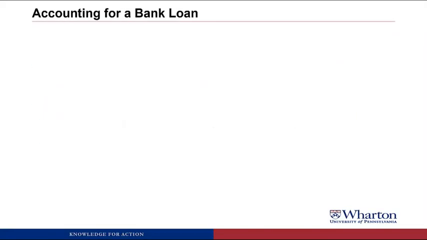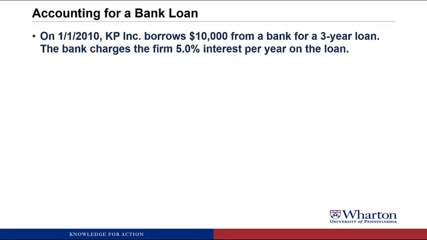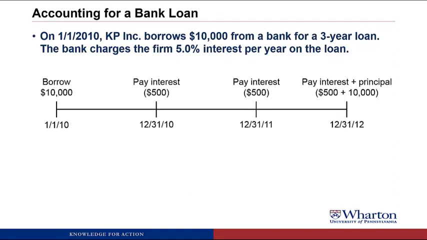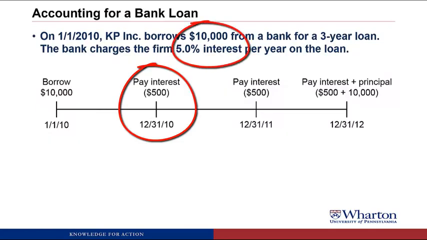First, let's look at how we do the accounting for the bank loan. So in this example, on January 1st, 2010, KP Incorporated is going to borrow $10,000 from a bank on a 3-year loan. The bank charges the firm 5% interest per year. So it's always helpful to look at a timeline of payments to try to figure out when we're going to get cash and pay cash, and that'll help guide the journal entries. So on January 1st, 2010, we're going to receive $10,000 cash. Then on December 31st, we're going to pay $500 of interest. The $500 is 5% of $10,000.